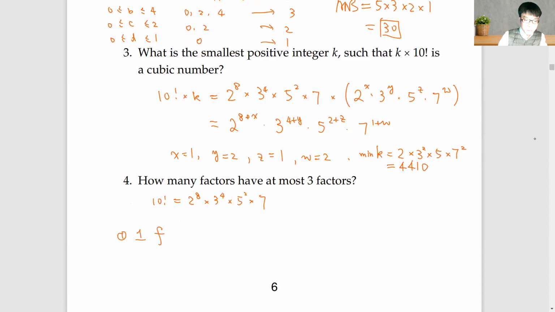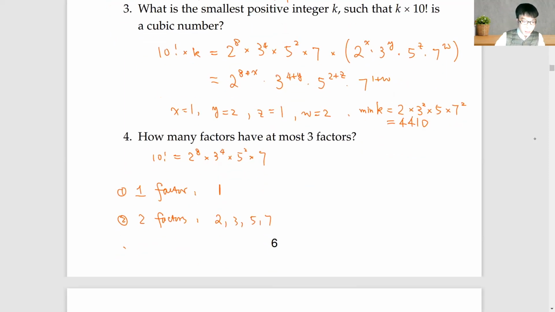If there's 1 factor, there's only 1 number that has only 1 factor. That is just number 1. Okay, number 1. And 2 factors. Think about how to make a number have 2 factors. The only possibility is this number is a prime number, right? Prime number. So we have 2, 3, 5, and 7. There are 4 choices. And how about 3 factors? How to describe a number with 3 factors? It can only be a prime square. P is a prime, P squared has 3 factors.